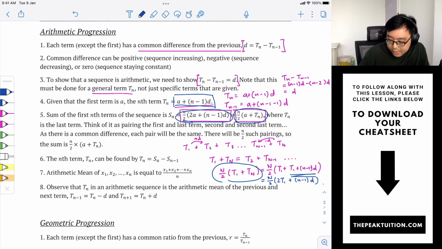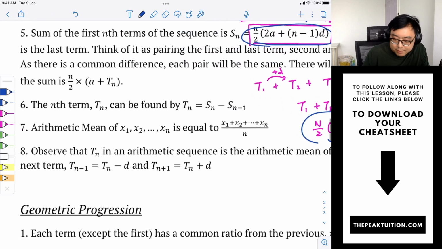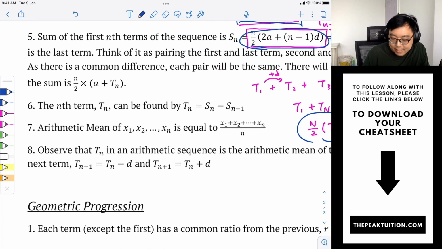Okay? So that is how we arrive at the sum equation for an arithmetic sequence. The nth term can be found by taking the sum to n, subtracting the sum to n minus 1.